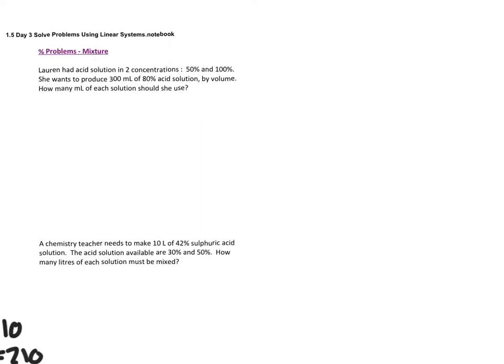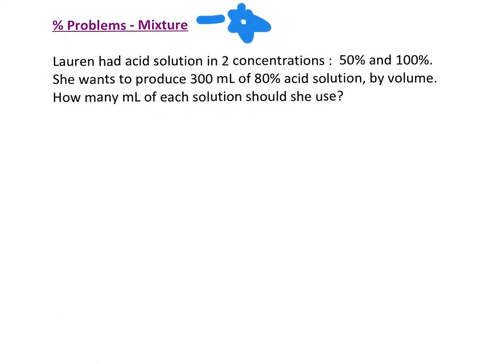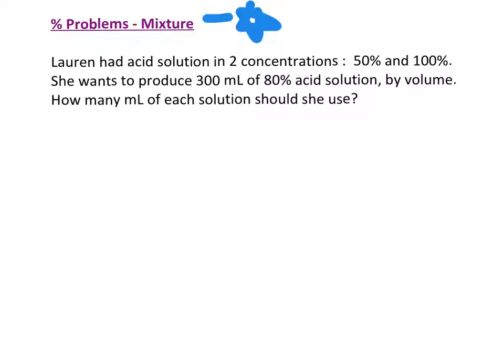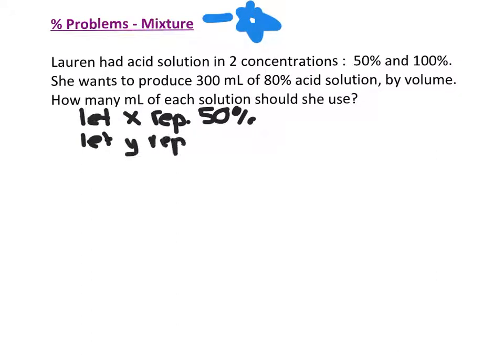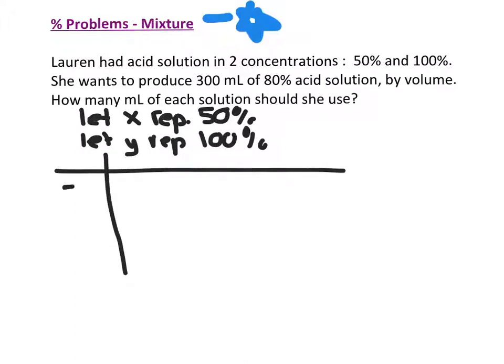So mixtures. Maybe put a little star here, because this is going to get a little bit different when we start using the table. I'm just going to zoom in here. Two concentrations, at 50 and 100%. She wants to produce 300 milliliters of an 80% solution by volume. How many liters of each solution should be used? Again, the idea is to use a table. We're going to say let x represent the 50%, and let y represent the 100%. So we start with the table. We're going to go 50 here, and 100% here.